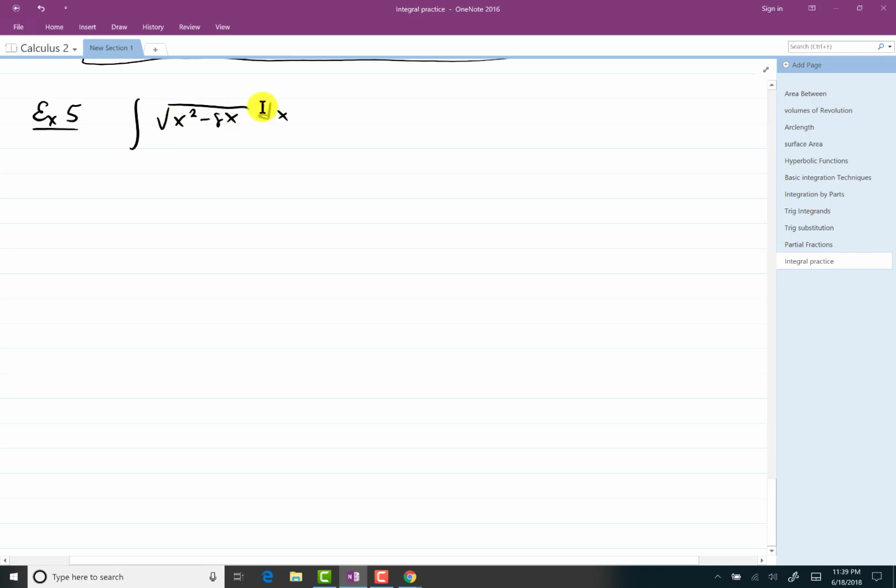I could let u be the square root of this, but then when I take u squared, I'm going to have u squared and x squared minus 8x. I'm going to have something be the square root of something. That is not at all desirable. So I'm going to complete the square and try to remind you of how that works while I'm doing it.